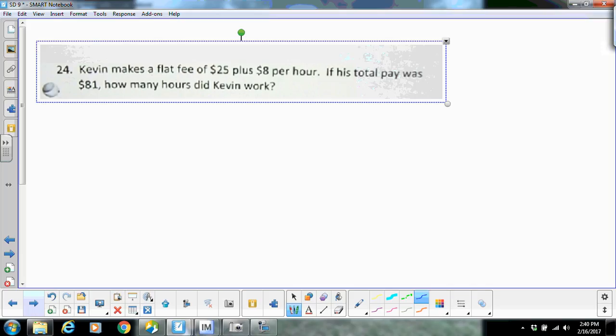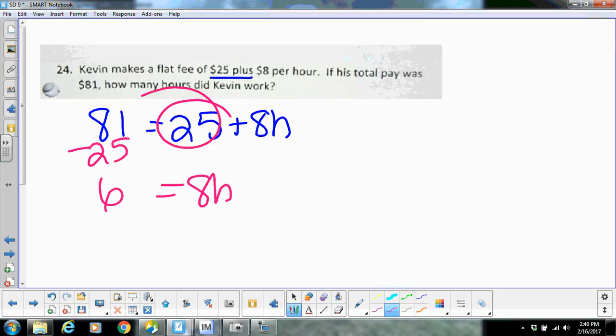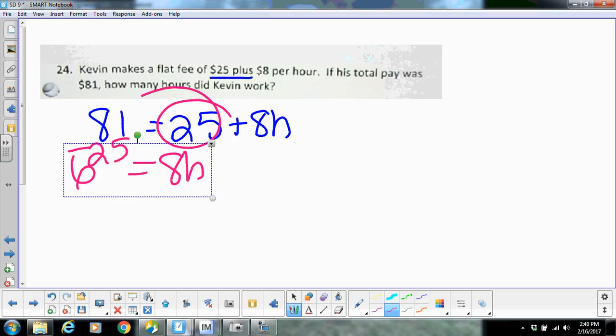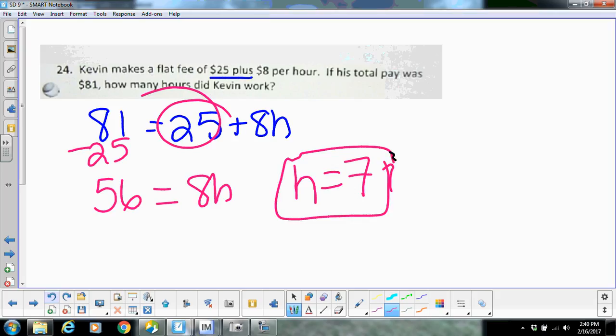All right, problem number 24. Kevin makes a flat fee of $25 plus $8 per hour. So his total equals 25 plus $8 per hour. They told us his total is $81. So now we have a two-step equation. So he worked for 7 hours.